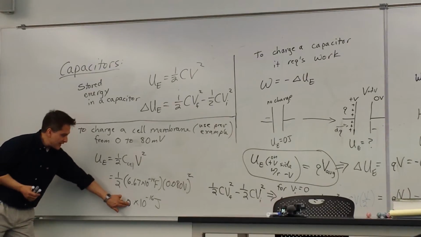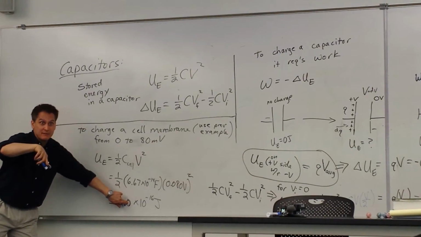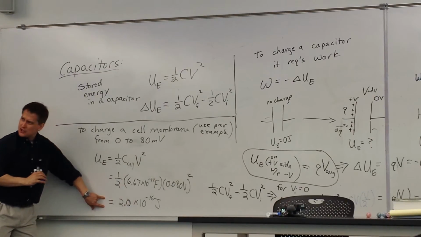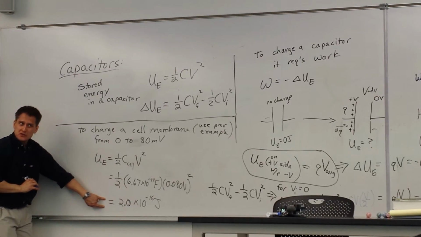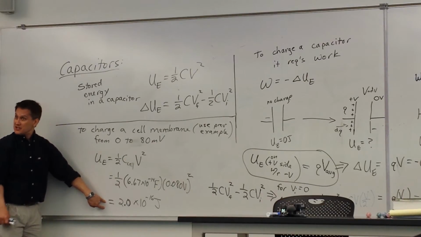That's just the base energy of an electron sitting on the particular atom we've been looking at. The amount of energy and work associated with charging a cell membrane is only about 100 times the base energy of a hydrogen electron, or an electron on a hydrogen atom. It's tiny. It doesn't take much energy.